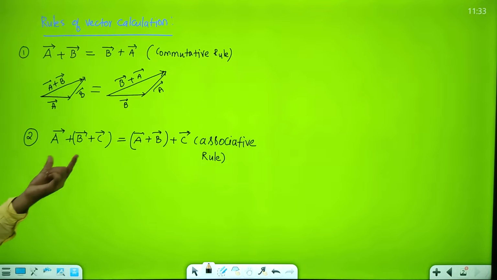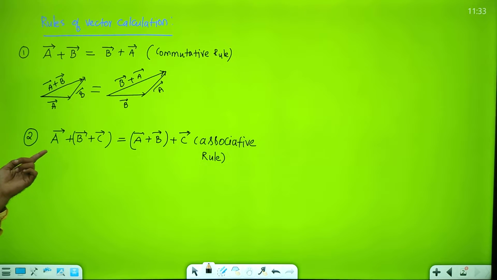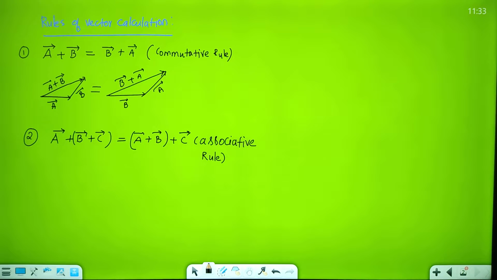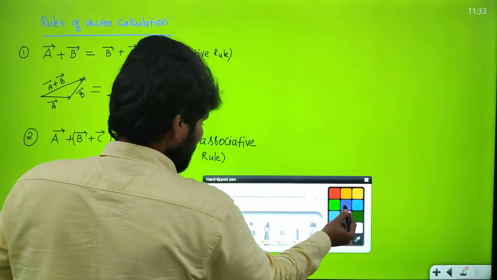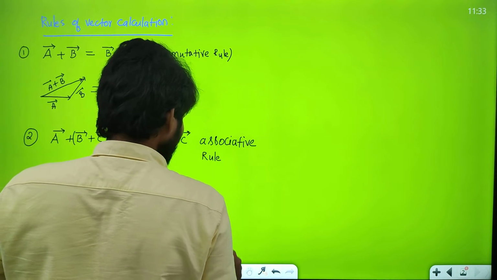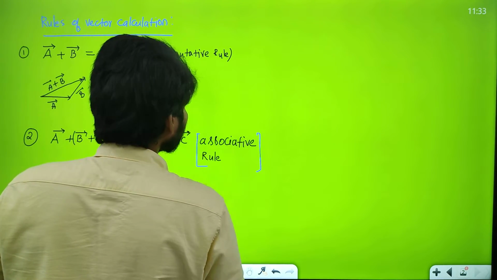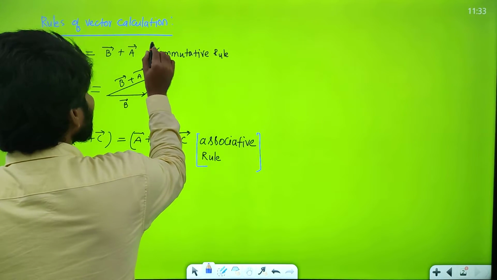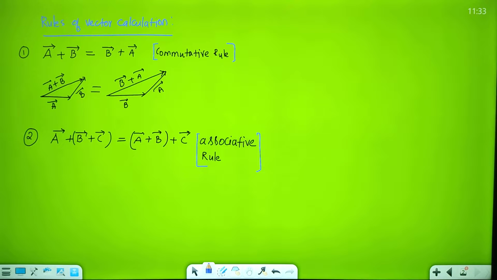If you take first, add these two vectors, the resultant should add with A vector, or take first A vector, B vector, and add this resultant to C vector. Both results are equal. This is called associative law. Okay? Hope you understand.